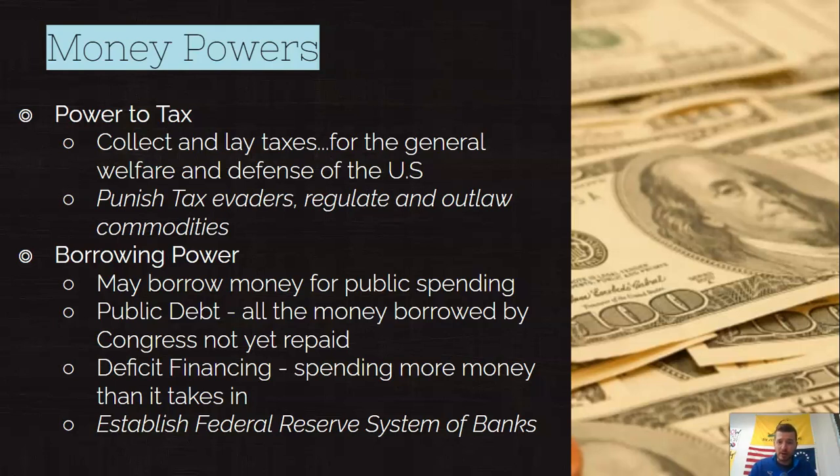Congress also has borrowing power. They can borrow money for public spending. Basically, they borrow against the credit. It's essentially like a credit card or getting a loan. Most of the debt that we talk about as the national debt is actually owed to American citizens. What people do is they buy bonds. Have you ever seen the propaganda poster during World War I and World War II, buy war bonds? That's basically a loan to the government.